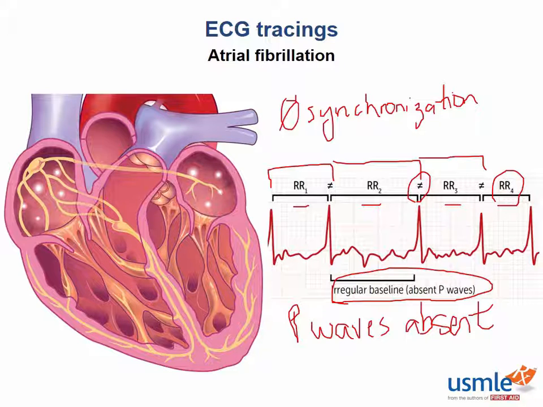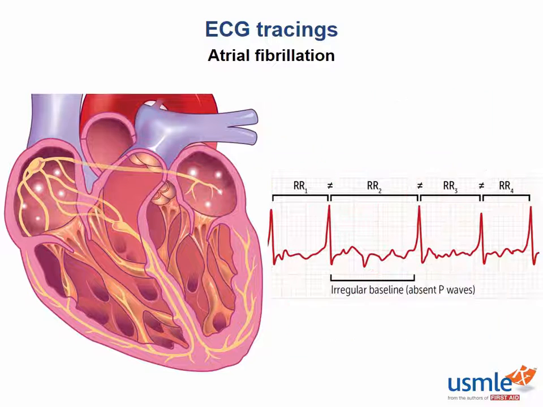Well, the SA node is not setting the rate of depolarization because there is no synchronized electrical depolarization originating in the atria and going to the AV node. So this basically means that the ventricles are getting randomly depolarized as there are different rates being picked up by the AV node. So the key EKG finding in atrial fibrillation is that there are absent P waves in addition to an irregular heartbeat, or QRS depolarization.